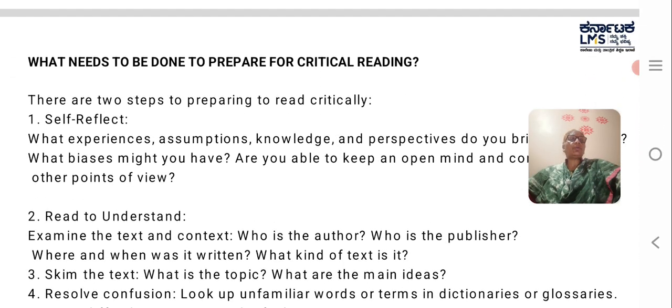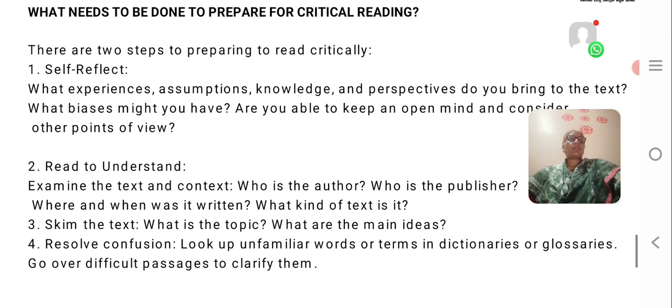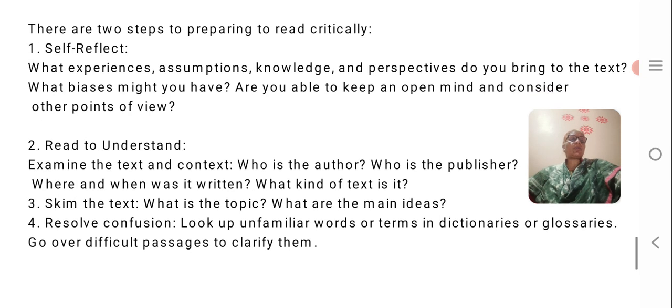Okay, then how to prepare for critical reading? What should be done to prepare for critical reading? There are two steps. How can you develop critical reading skill? The first step is self reflection. That is, what experiences, assumptions, knowledge, and perspectives do you bring to the text? What biases might you have? Are you able to keep an open mind and consider others' points of view? So you begin with these self reflections. You ask these questions for yourselves after reading the text. Then you are in the process of critical reading.